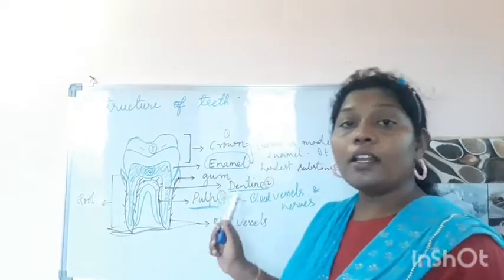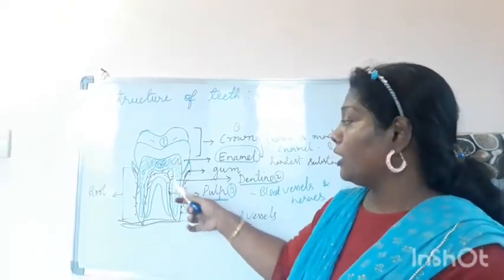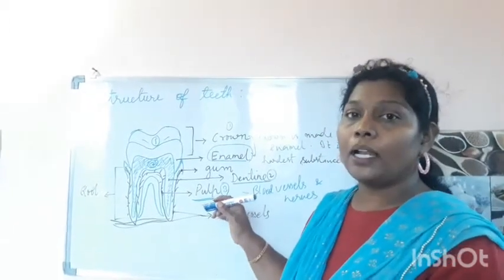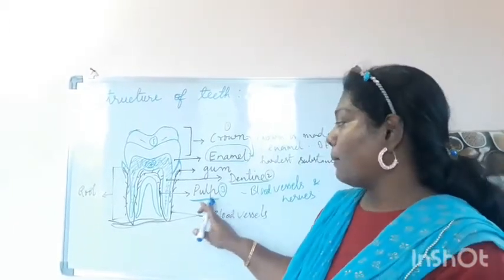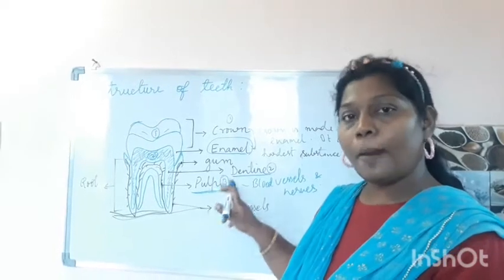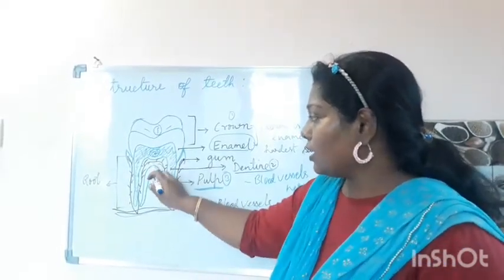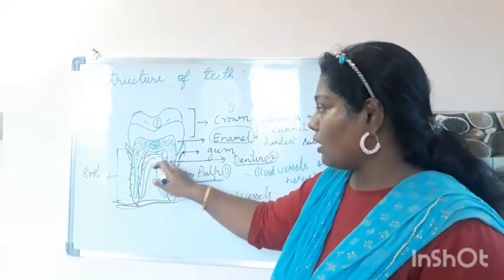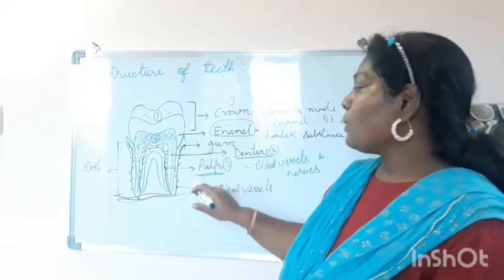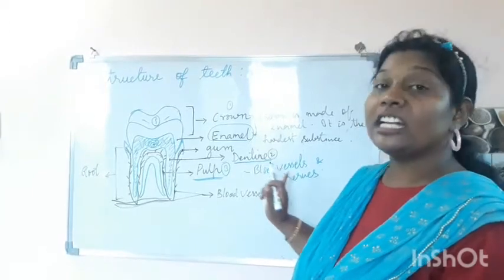The innermost region of the teeth is called the pulp. What is it, children? Pulp, P-U-L-P. What does this pulp contain? See, children, here this part is called the pulp. This pulp contains blood vessels and nerves.